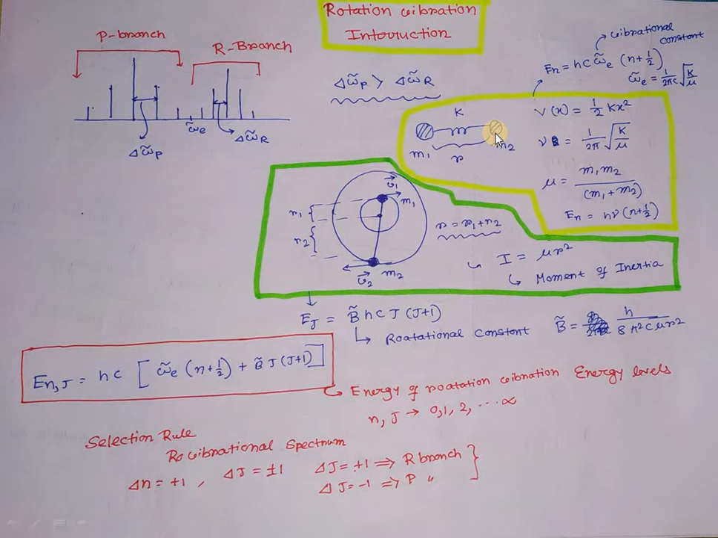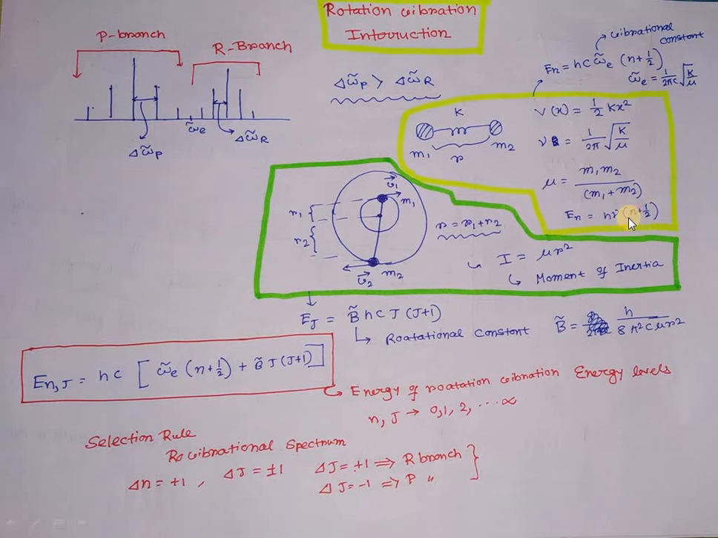So at equilibrium bond position, the potential energy is minimum, which is equal to 0, and as these two atoms stretch or compress, they gain potential energy as x increases or decreases. So this is the expression of the potential energy, and this is the expression of the vibrational frequency: nu is equal to 1 by 2 pi root over k by mu, where mu is basically the reduced mass of this system, and the reduced mass is designated as m1 into m2 by m1 plus m2.